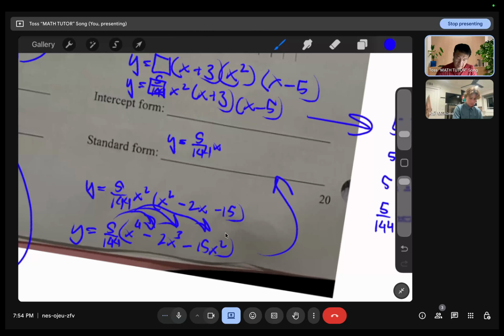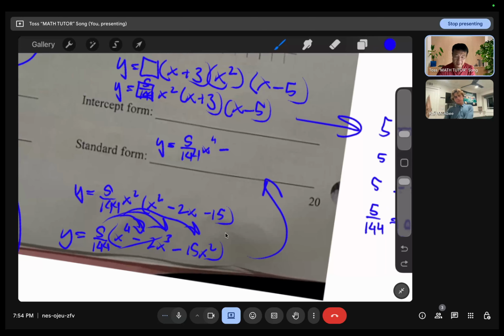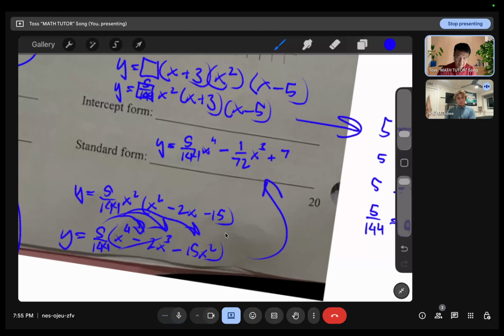5 over 144 x to the 4th. If you multiply it, the 2 can cancel out with that, like half of it. 5 over 72, 1 over 72 x cubed. And the last is just going to be minus 75 over 144. So I don't believe this is correct as the answer.